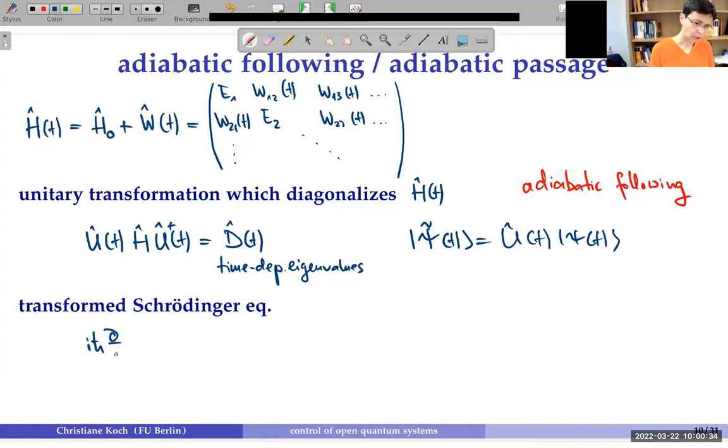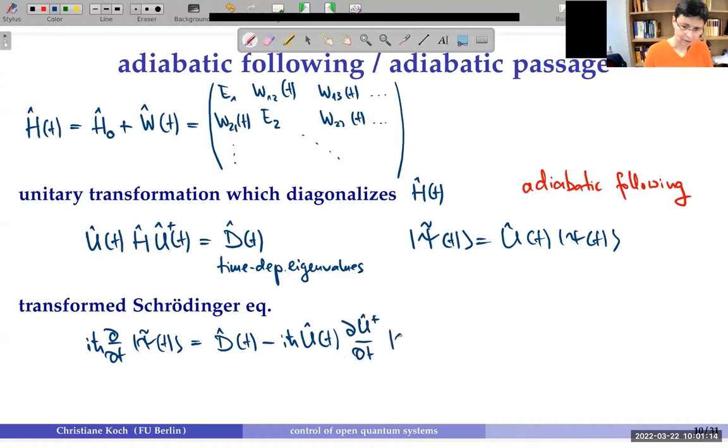So our transformed Schrödinger equation is given by the diagonal part, so this D. And then we have an addition. Remember, we just did this frame transformation. So we get a term where the derivative of this unitary transformation shows up. And now I exchanged the order of U and U dagger. Sorry for that, but it just means we are rotating either in this direction or in that direction. Okay, so this is our transformed Schrödinger equation after taking the unitary transformation that diagonalizes H.